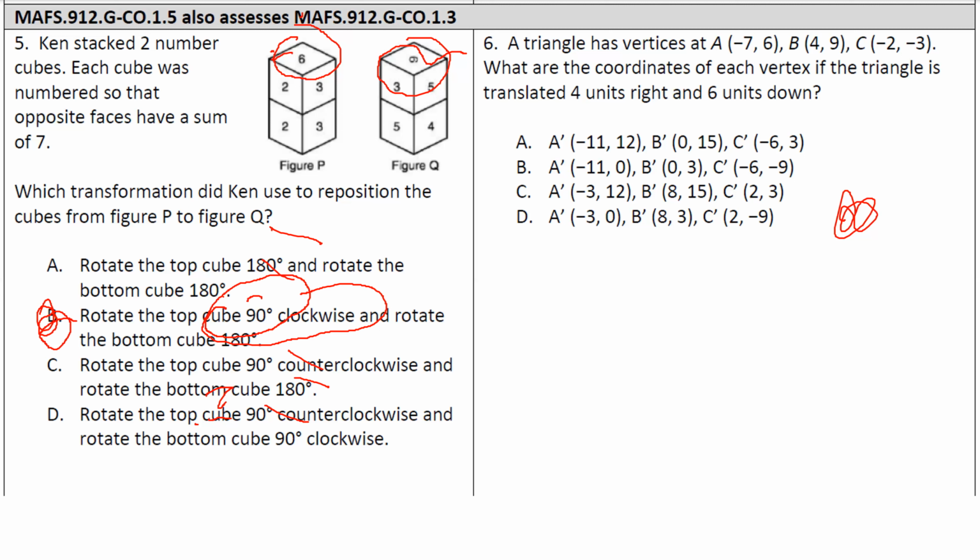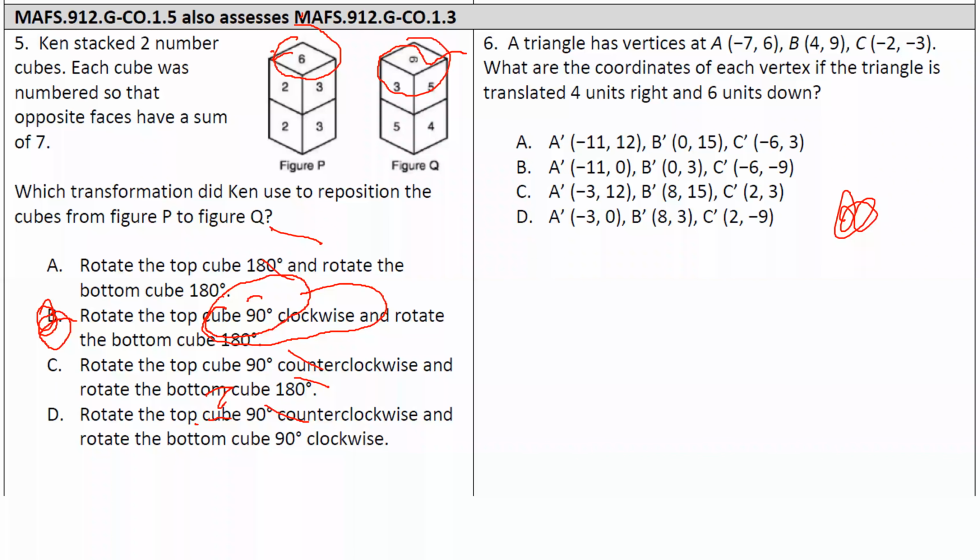Now, on number 6, let me see if I can do something real quick, because that's really hard to write on a screen without knowing what I'm doing. All right, we're back.